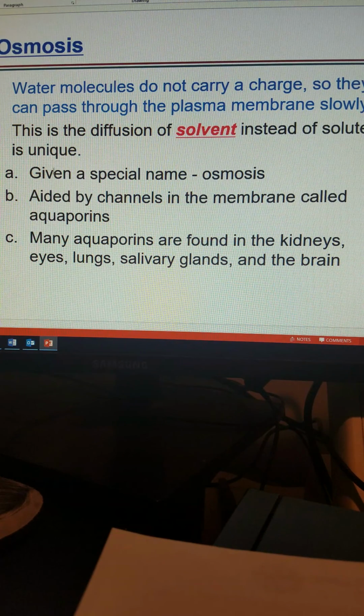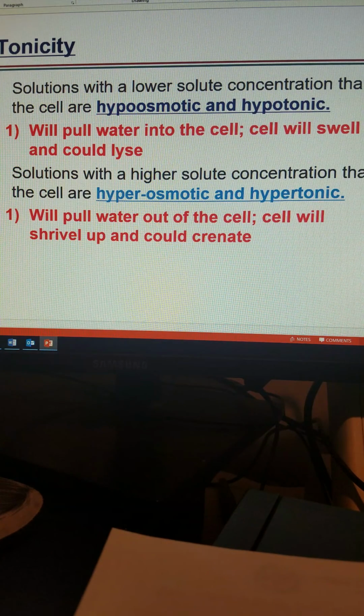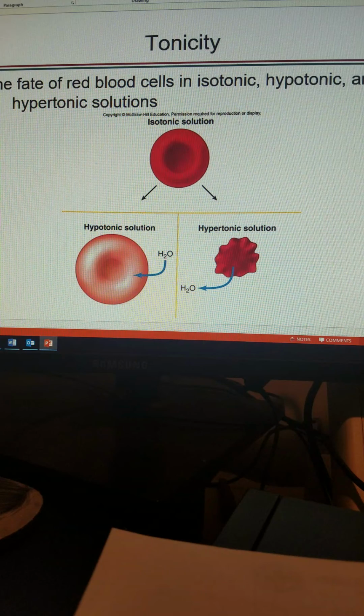Remember, what is osmosis? This is where water is moving, not molecules, but water, from an area of high concentration to an area of low concentration. What is tonicity? You'll have to know what this is for your upcoming exam. Tonicity takes into account the permeability of the membrane, and basically it's how substances are moving in and out of the cell, and specifically they talk about red blood cells. So let's take a look at these red blood cells here. What is the fate of the red blood cell in an isotonic, hypotonic, and hypertonic solution?